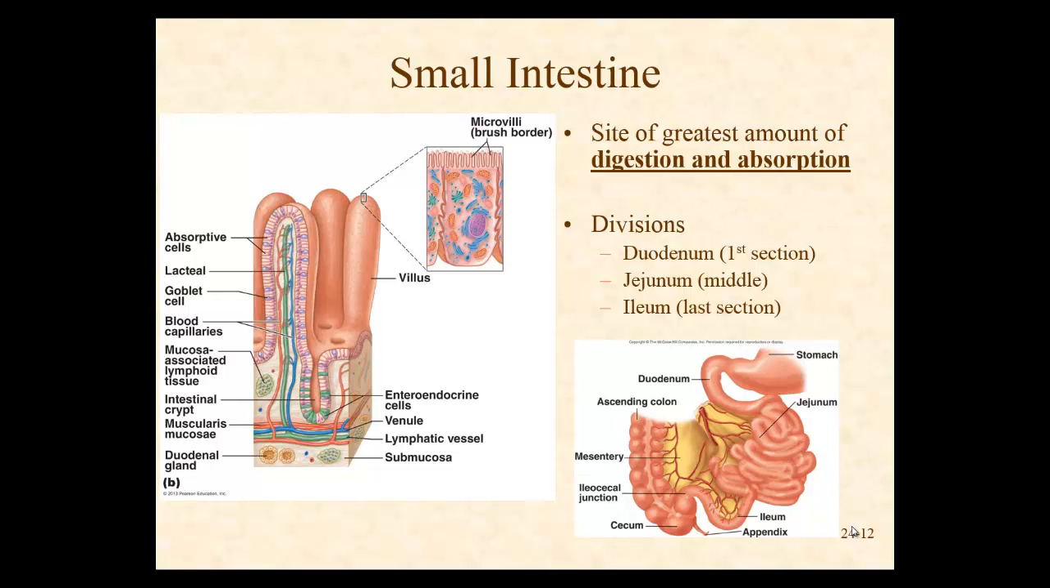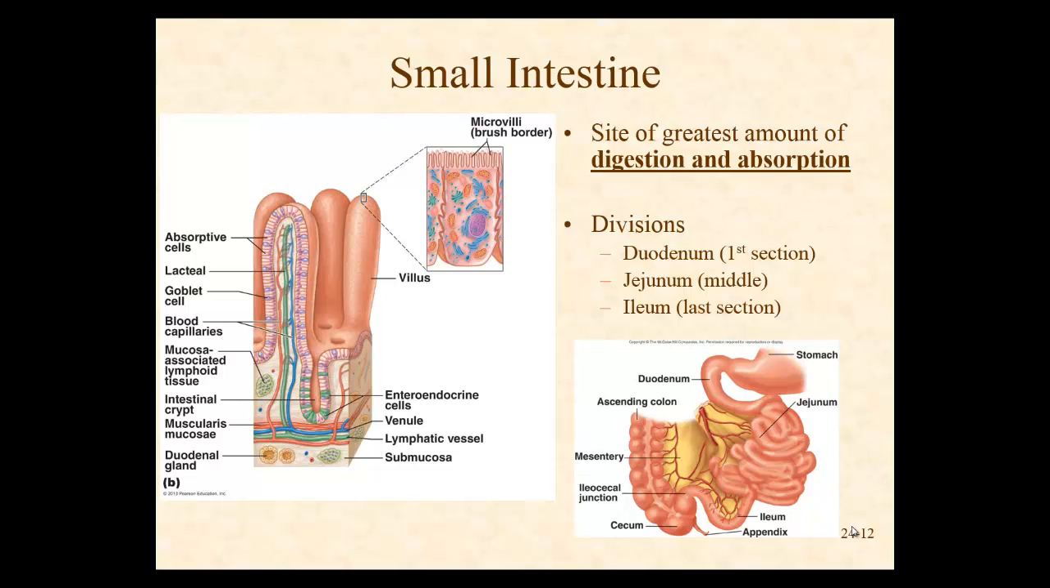We'll continue our discussion of the digestive system, picking up with slide number 12, looking at the small intestine. When you think of the small intestine, this is where most of the activity of the digestive system is occurring in terms of what we look at as the major functions of the digestive system, and that is to absorb nutrients into the blood. So this is the largest area of absorption in the digestive tract.